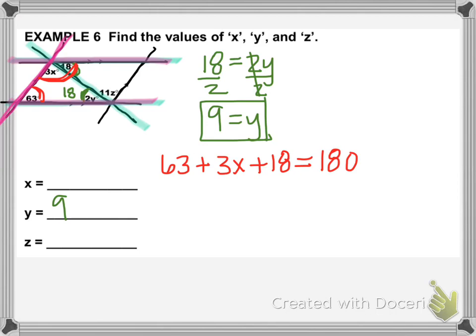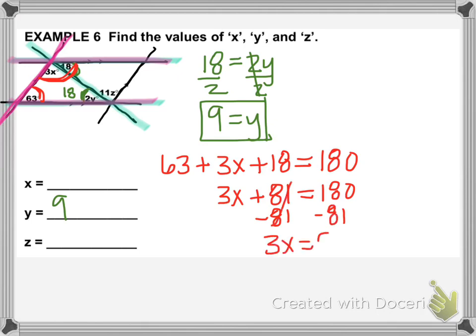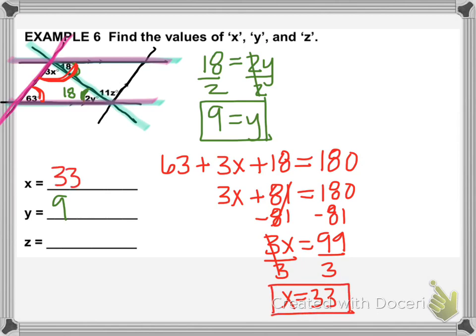First, I'm going to combine that 63 and that 18, and that's going to make 81, I believe. Then I'll move all those constants to the right side by subtracting 81 from both sides. So 3x equals 99, divide both sides by 3, and x equals 33. So there's the value of x. It might even be helpful to go to that angle that was 3x and do 3 times 33 to know that it's 99. So let's say 99. It goes right here.